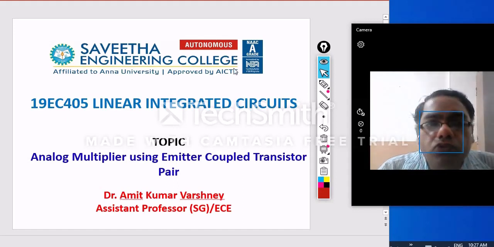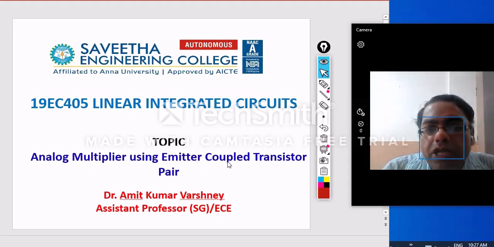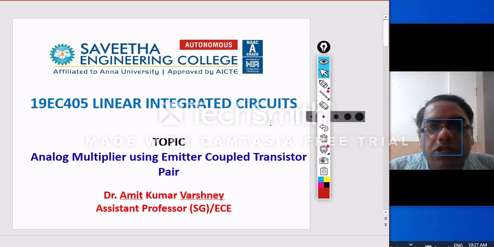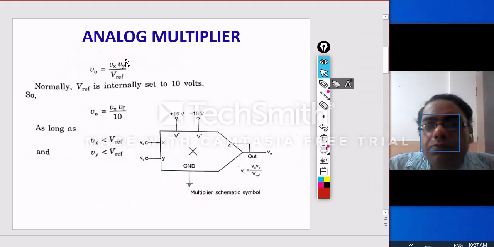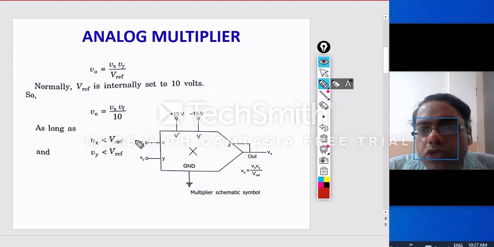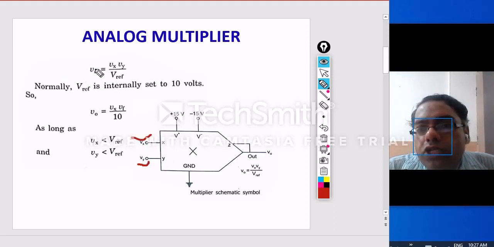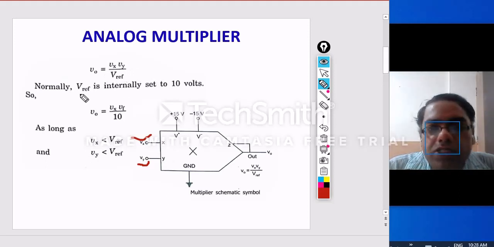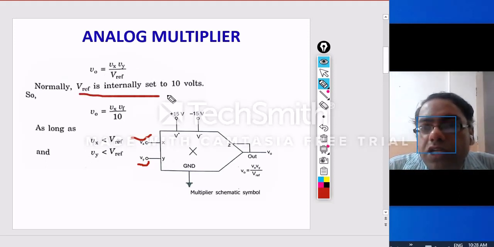Okay, so today I am going to start about the analog multiplier using emitter coupled transistor pair. Now, to accomplish analog multiplication, let us first try to understand the concept. Suppose we are having two analog voltages Vx and Vy. Then the output voltage should be proportional to the product of two voltages Vx into Vy divided by some reference value. The reference value can change from system to system. Here we are taking reference value as 10 volt.